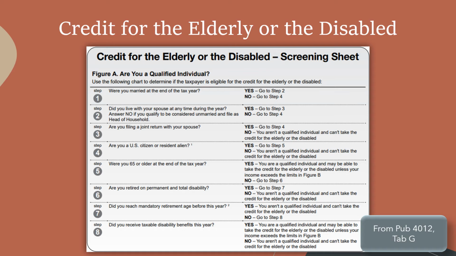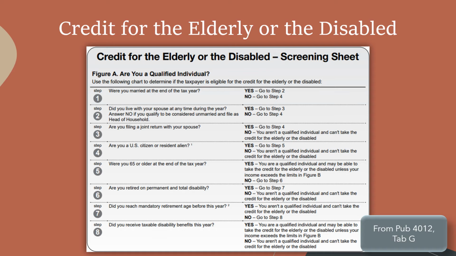And then it says answer no if you are qualified to be considered unmarried and file as head of household. Yes, you continue on to step 3. No, you would skip to step 4. So let's say yes, step 3.